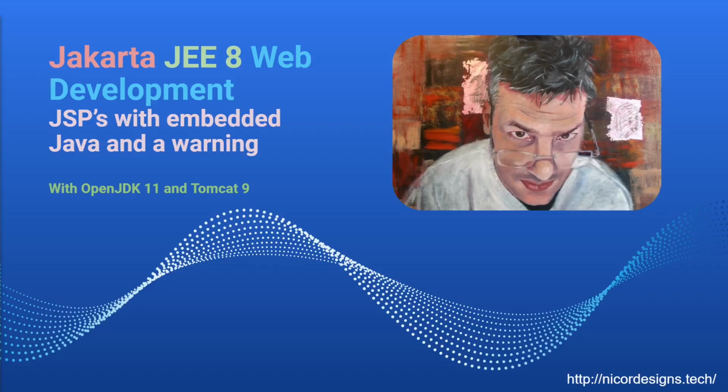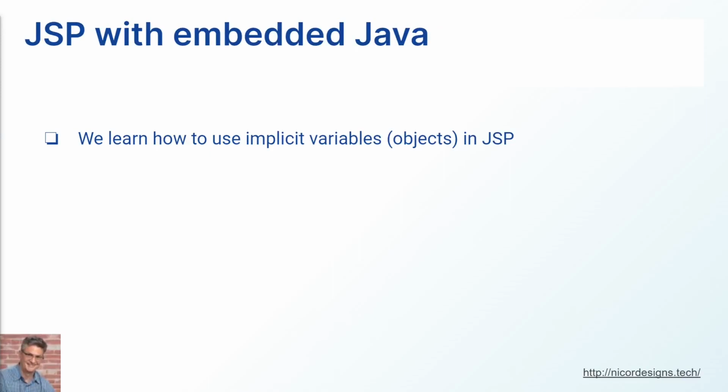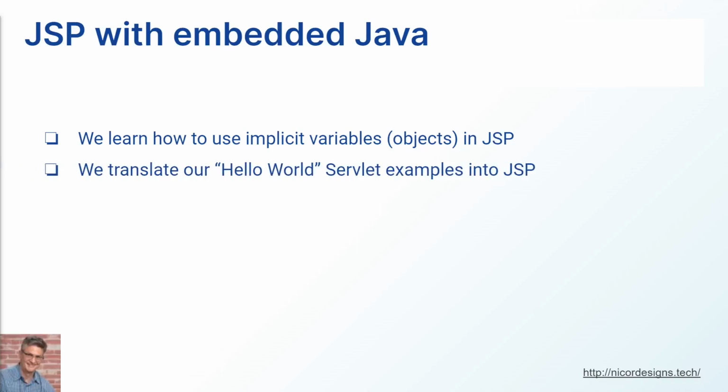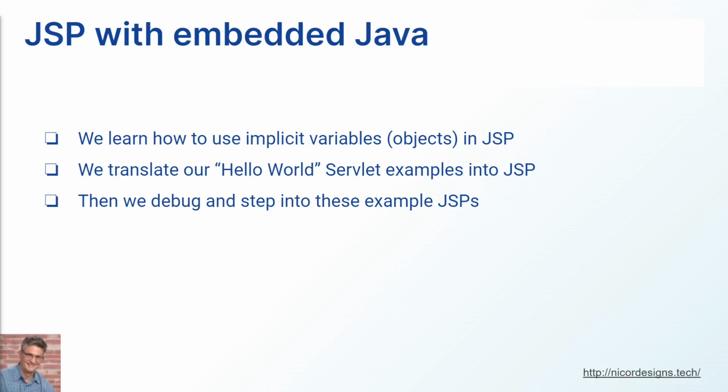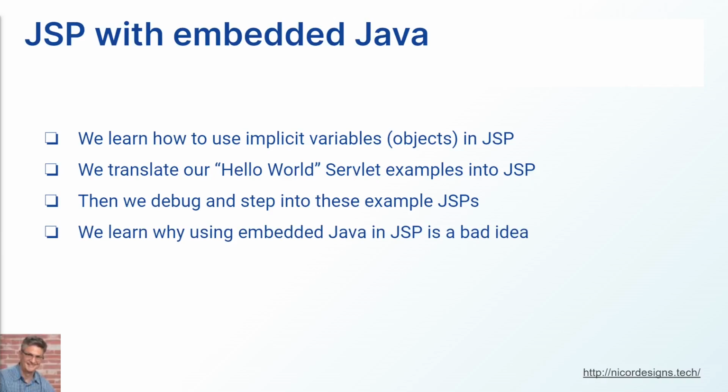In this tutorial, we will look into embedding Java code into JSP and also why that's generally not a good idea. First, we'll learn how to use implicit variables in our JSP. Then we will translate our Hello World servlet examples into JSP. We will debug and step into these example JSPs. And finally, we will learn why using embedded Java in a JSP is a bad idea.